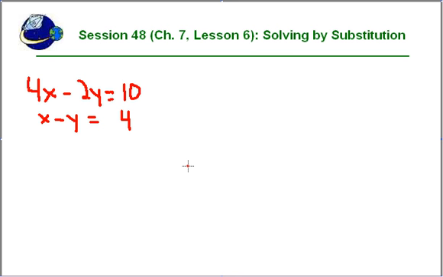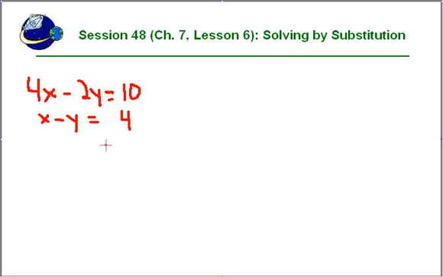And what that'll help do is it'll eliminate a variable, and then we can solve that equation for the one remaining variable, and then that'll get us on our process for determining what the values for x and y would be. Well, let's take a look here. We have two equations. We have 4x minus 2y equals 10, and x minus y equals 4.